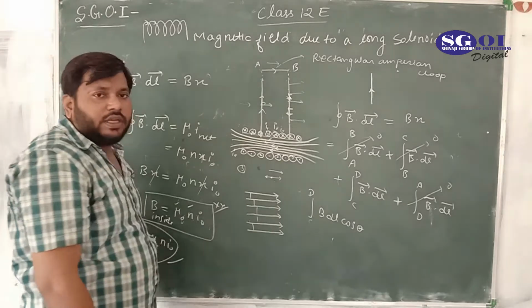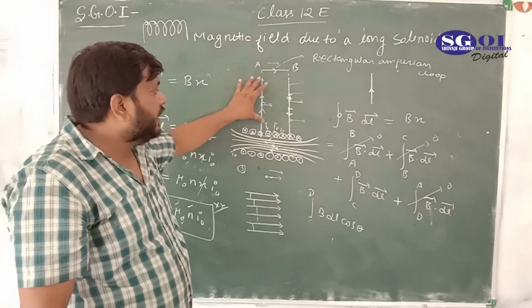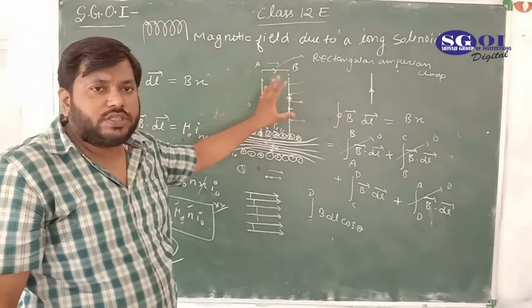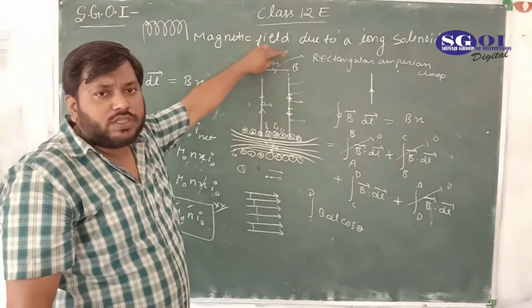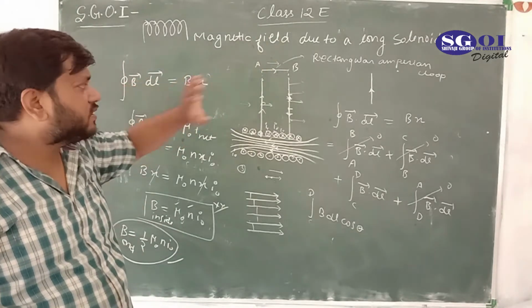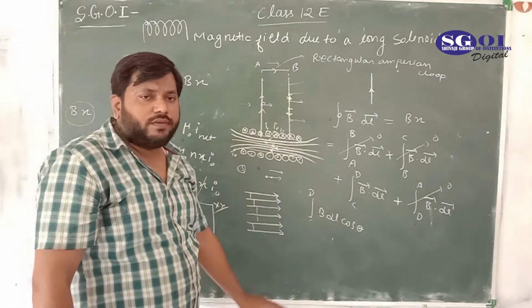For the amperian loop, the angle between this part and this part, between B and dl, is 90, so the contribution is 0. And for this part, as we take it large, the magnetic field is very less, so we can neglect that term. Only the one term is left, as you have seen.